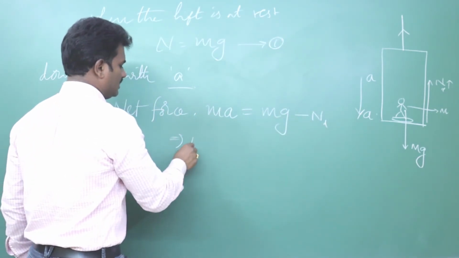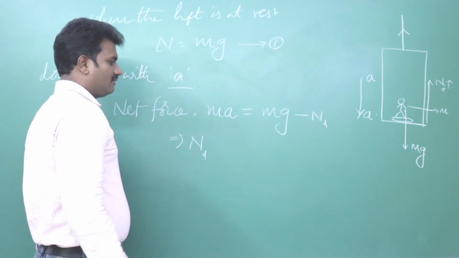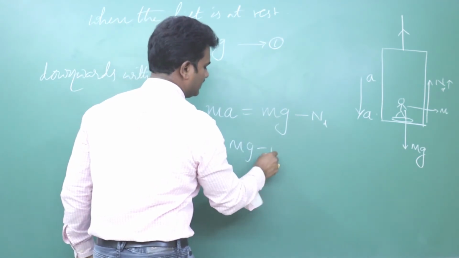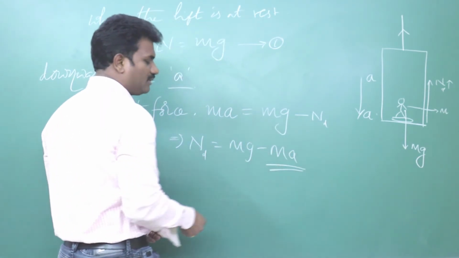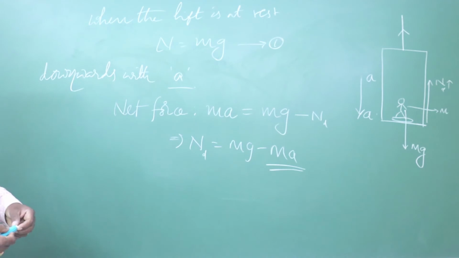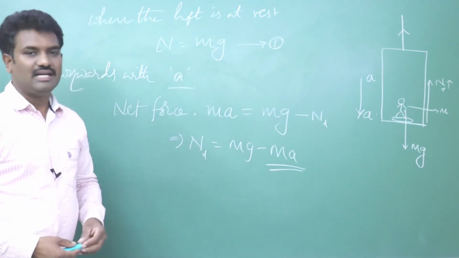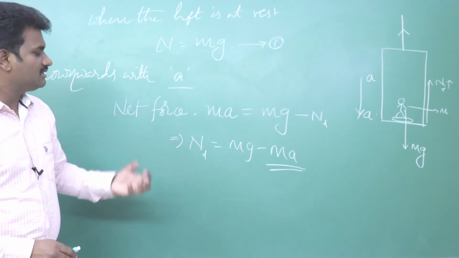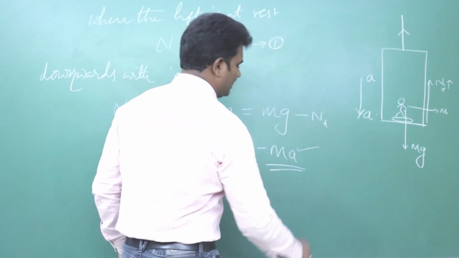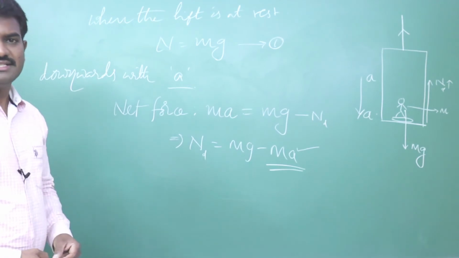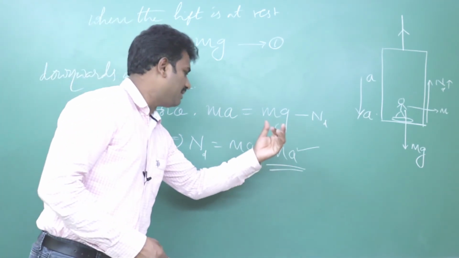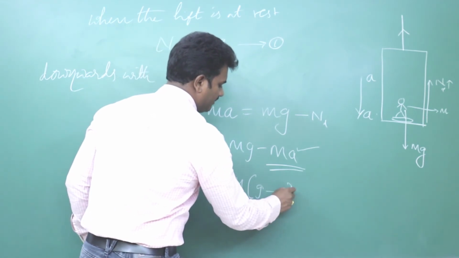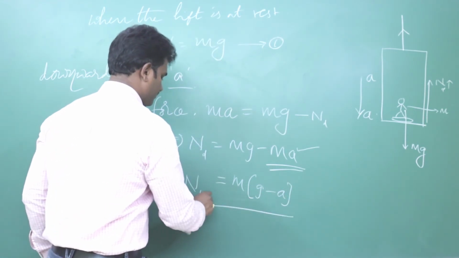That implies the normal reaction when the lift is moving in the downward direction is equal to m into g minus m into a. So this ma portion is subtracted from the actual weight. That's why he feels that his weight is decreased. So when the lift is moving in the downward direction with an acceleration a, he feels that his weight is reduced by ma. So it can also be written as m into (g minus a).